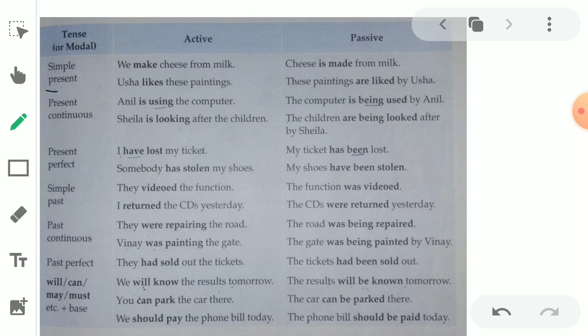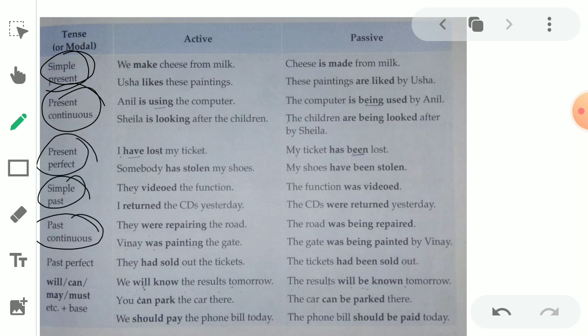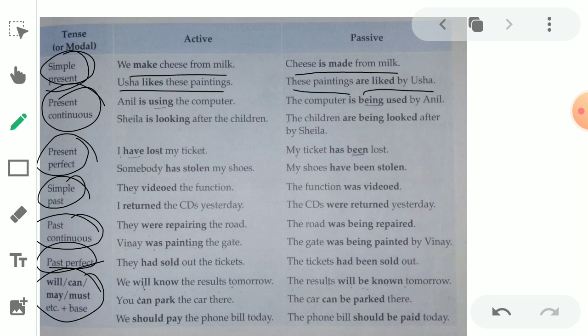Here you can see rules. Simple present, present continuous, present perfect, simple past, past continuous, past perfect. Then modal auxiliaries like will, can, may, must. It is plus base. Here you can see, we make cheese from milk. Cheese is made from milk. Usha likes these paintings. These paintings are liked by Usha.